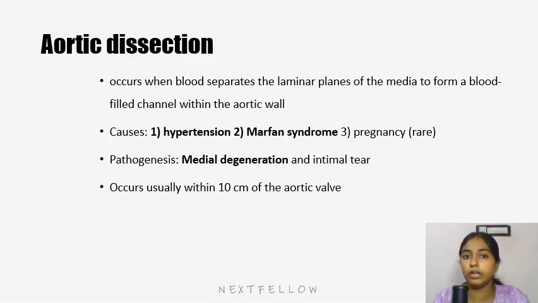Then coming to aortic dissection. Aortic dissection usually occurs when blood separates between the laminar planes of the media to form blood-filled channels within the aortic wall. The main causes are hypertension, Marfan syndrome, and rarely pregnancy. The pathogenesis behind it is medial degeneration. Initially an intimal tear occurs in the blood vessel, through which blood may enter into the media and form blood-filled channels. This usually involves 10 centimeters of the aortic wall.